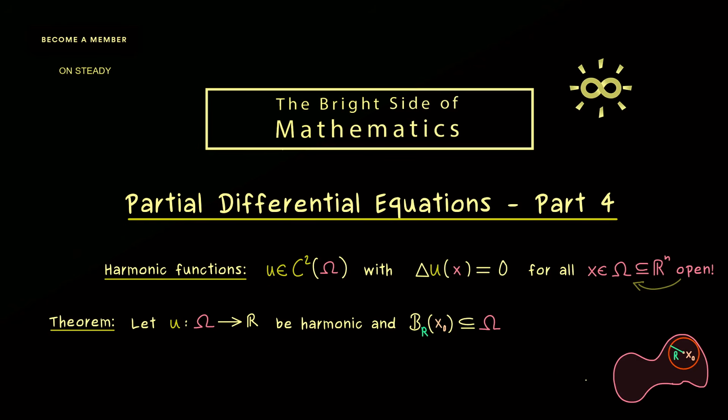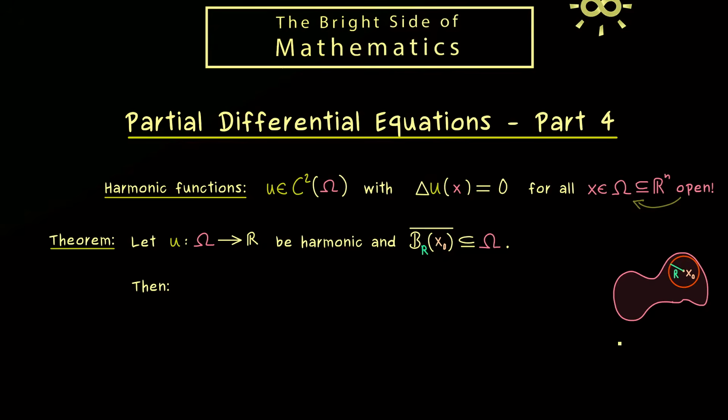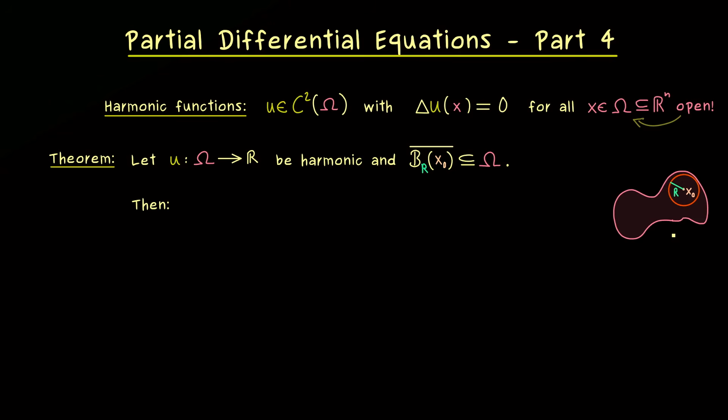But then in that case we can make the radius R even a little bit smaller, and then we can say that the whole closed ball lies in omega as well. And indeed this is what we want to have here, because I also want to integrate over the whole boundary of the ball as well. Indeed, it turns out that integrating over the whole boundary of the ball is already enough to fix the value of u at x0. In other words, u of x0 can be calculated by an integral.